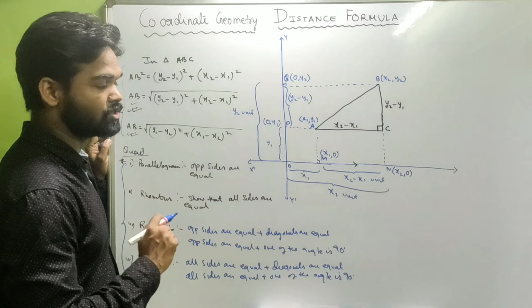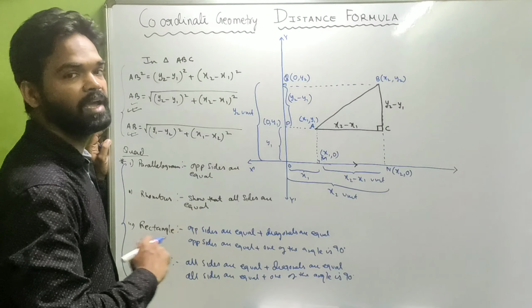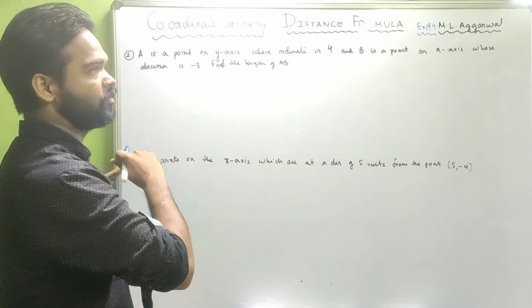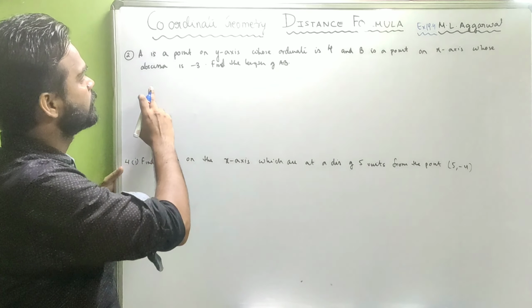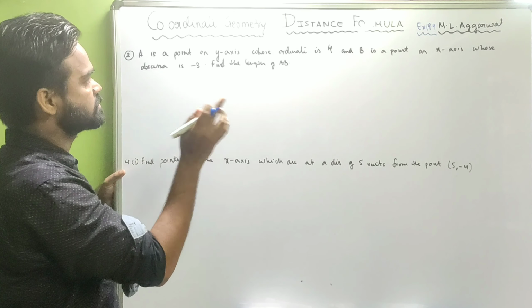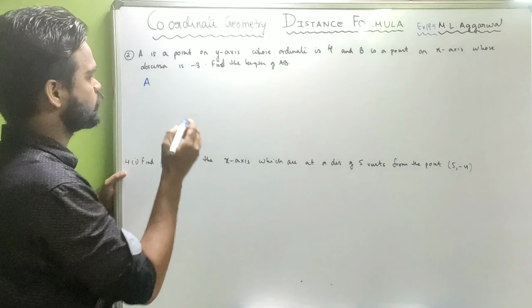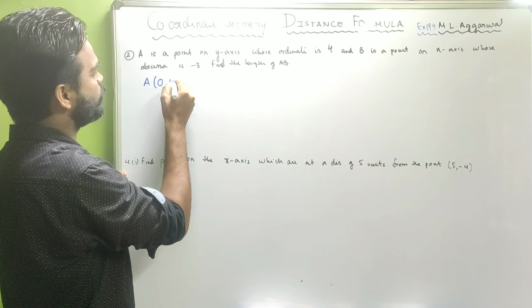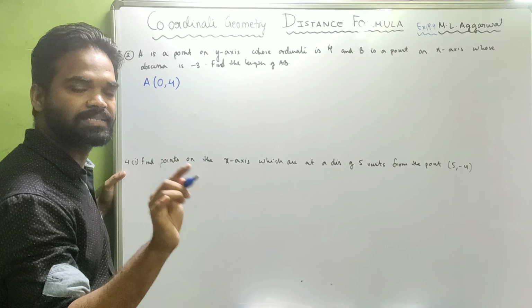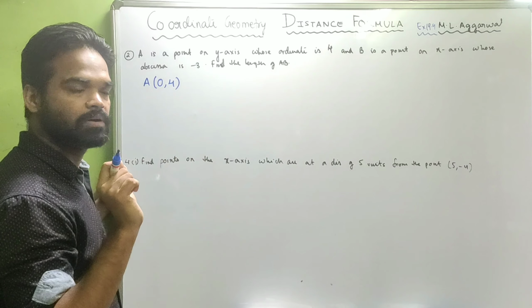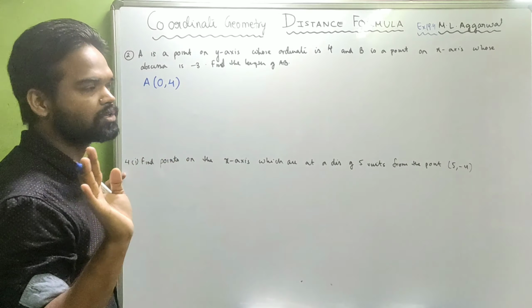Okay, now let us look at the sums from the exercise. Look at sums from exercise 19.4, ML Aggarwal. A is a point on the y-axis whose ordinate is 4. So A has to be (0, 4), because on the y-axis any point is (0, y). The ordinate value is known to you and the abscissa is always 0.